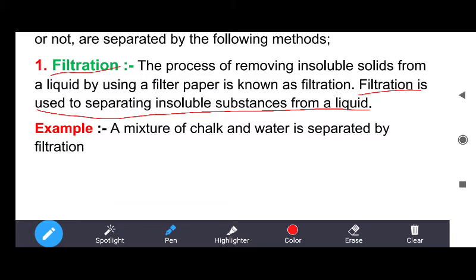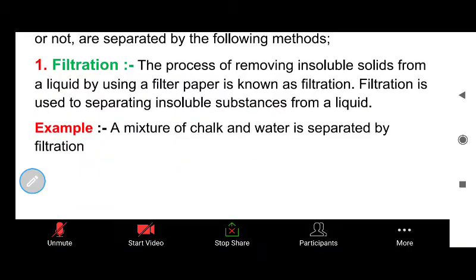In this process, you have to take a filter paper and place it into the funnel, and you pour the solution through the funnel with the help of the filter paper. Then the solid substance remains as the residue on the filter paper while the liquid comes out through the filter paper as the filtrate. This method is called filtration. For example, a mixture of chalk and water is separated by filtration.